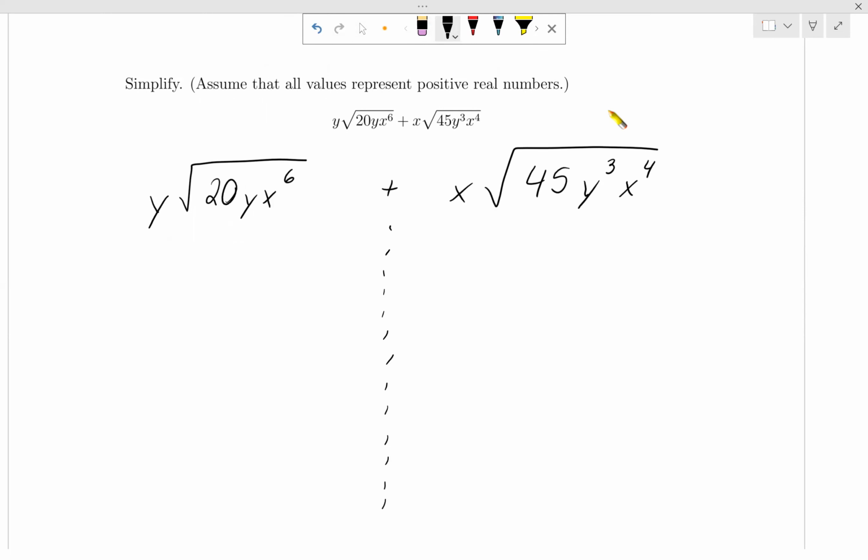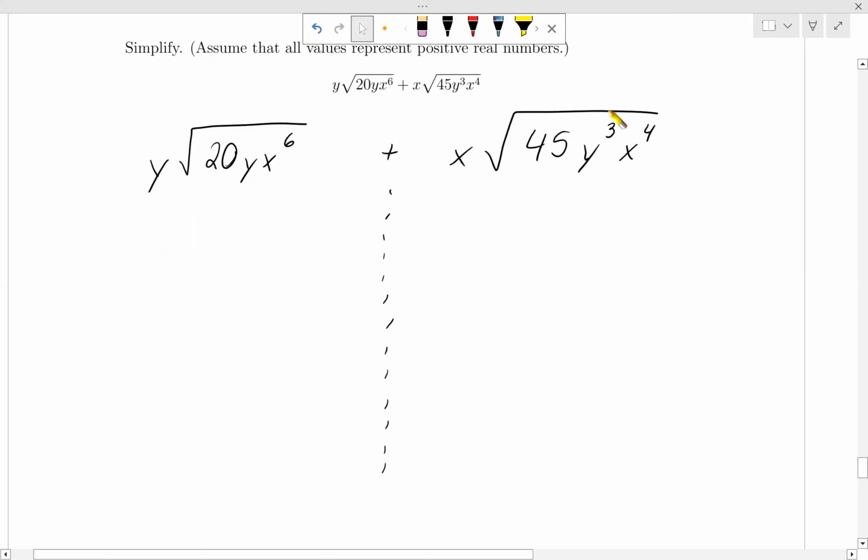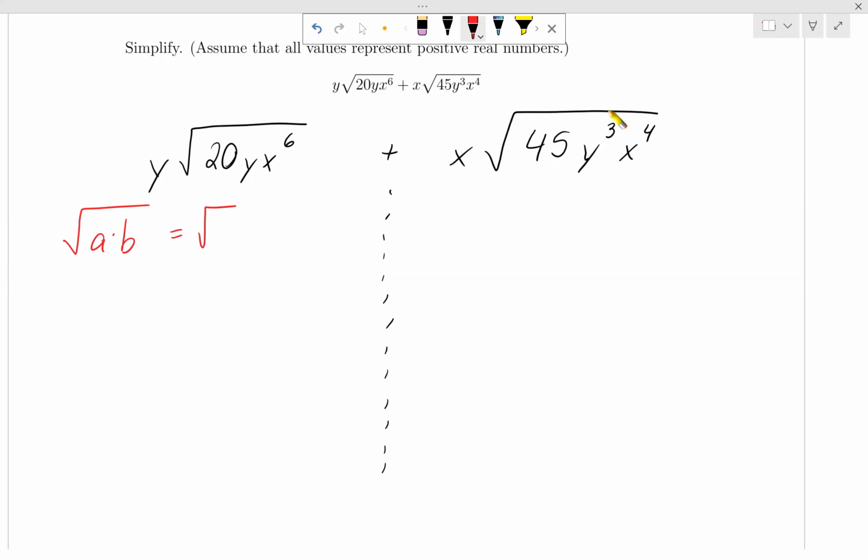Looking at this one, I can split up my square root using the property that says square root of a times b is equal to square root of a times square root of b. Right? So I can split it up into three square roots here. So I'm going to have y times square root of 20 times square root of y times square root of x to the sixth.